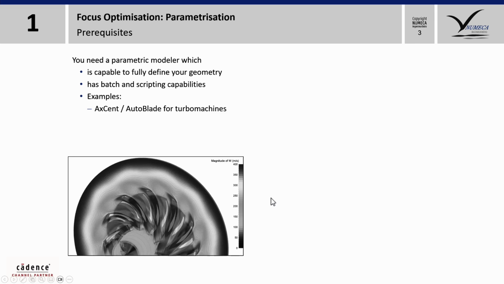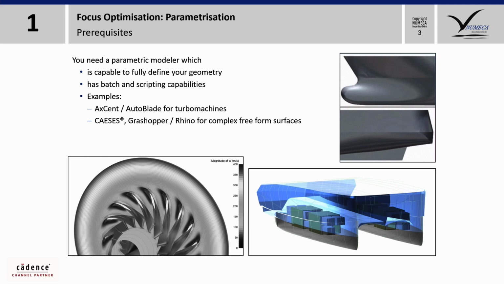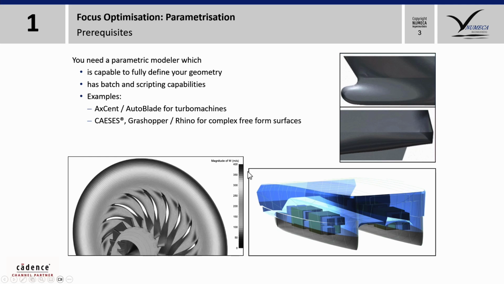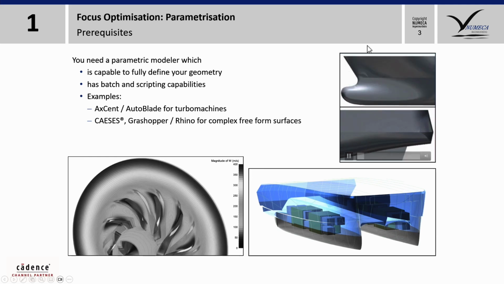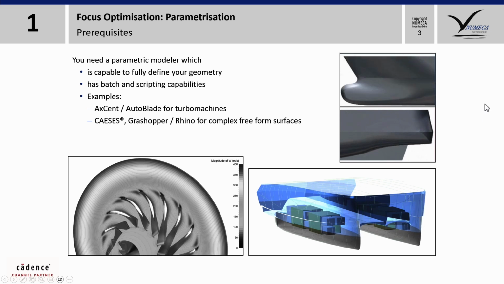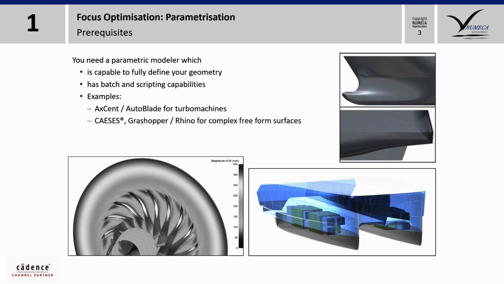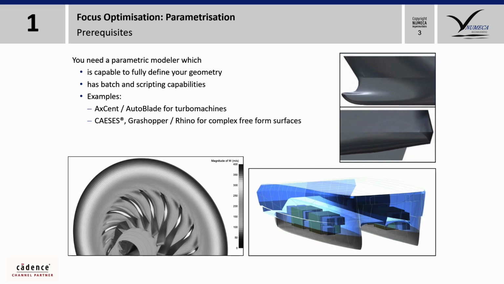If you do optimizations with more complex free-form surfaces, you could use Cases or Grasshopper from Rhino, which you can see right here, which you could use to do ship hull optimization, or here we optimized a catamaran. So depending on your application, different programs to do the geometry generation and the parametric modeling might be efficient.